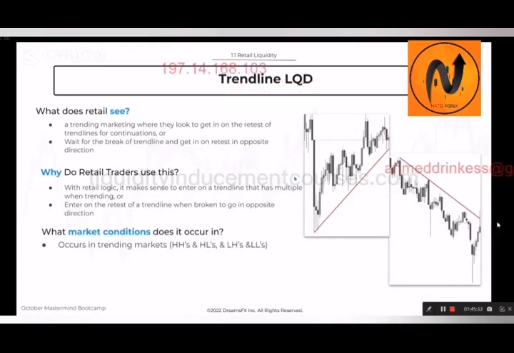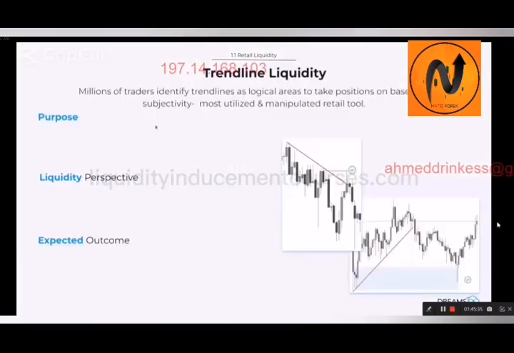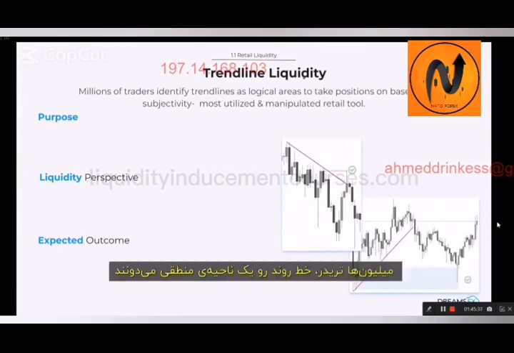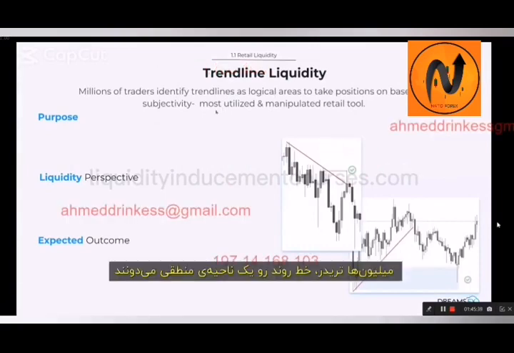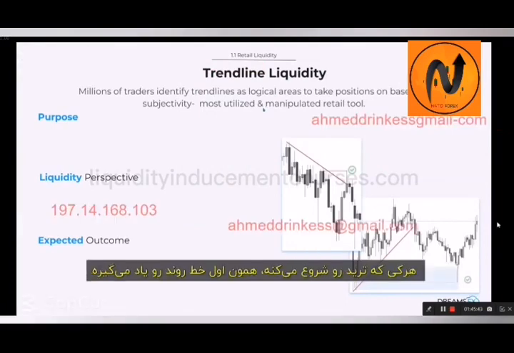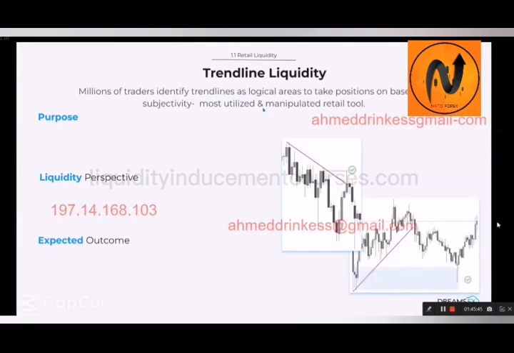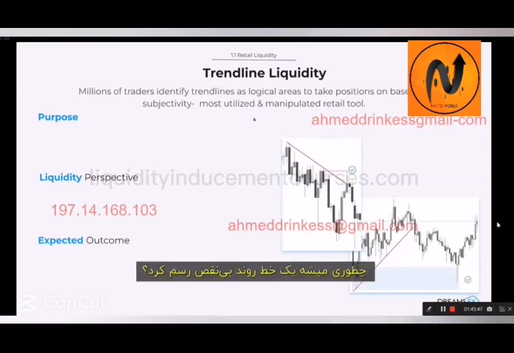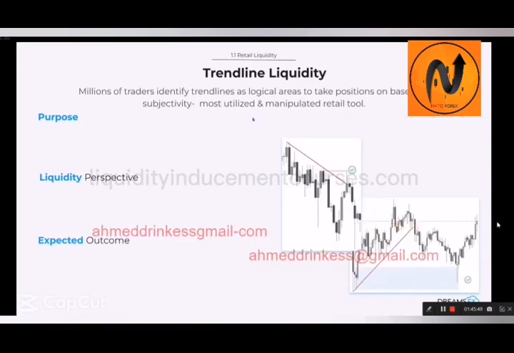So now, millions of traders identify trend lines as logical areas. It's the most utilized and manipulated retail tool. Everyone learns about it when they first start trading. How do you draw a perfect trend line? The perfect trend line doesn't exist. There's no right way to do it.